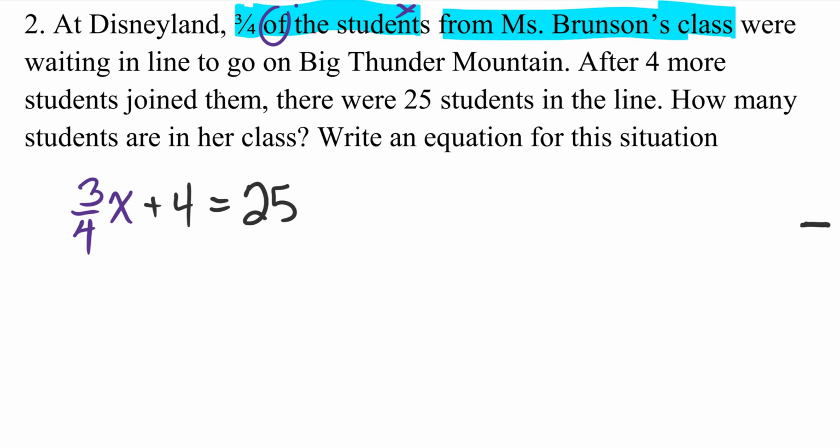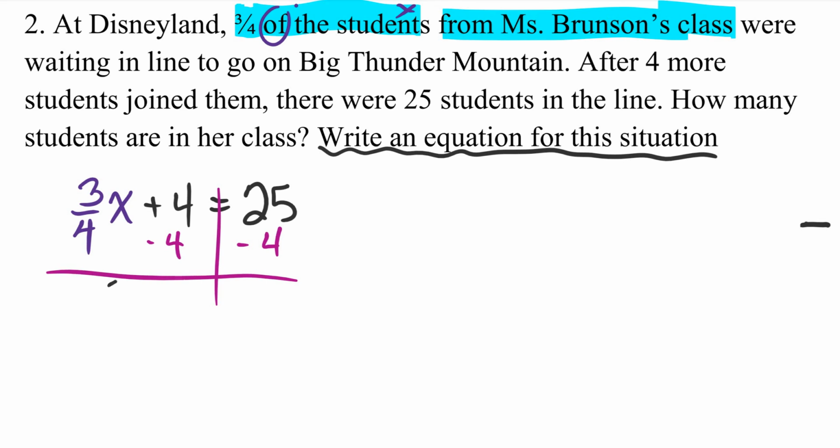So once we have this equation, then we can figure out how many students Miss Brunson has in her class. This says to write an equation for this situation. There it is. 3/4 of the students in Miss Brunson's class plus 4 is going to equal 25. So we're going to figure out how many she has in her class. We're going to take 4 away, and we get 3/4 of the students. It's going to be 21.